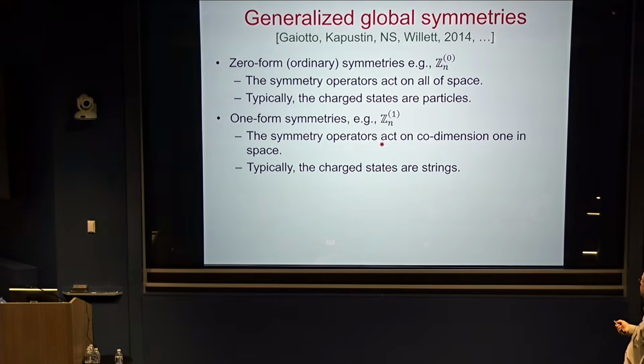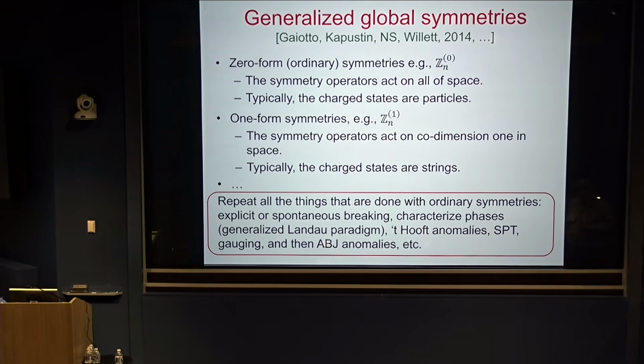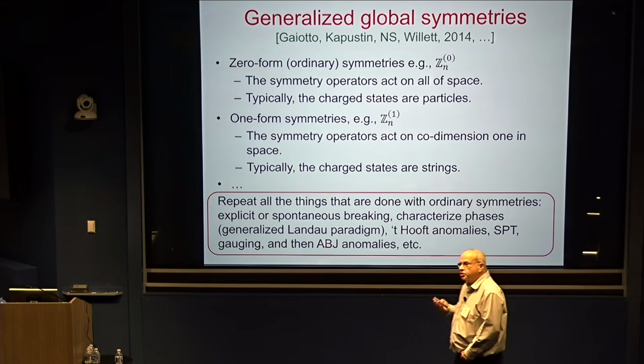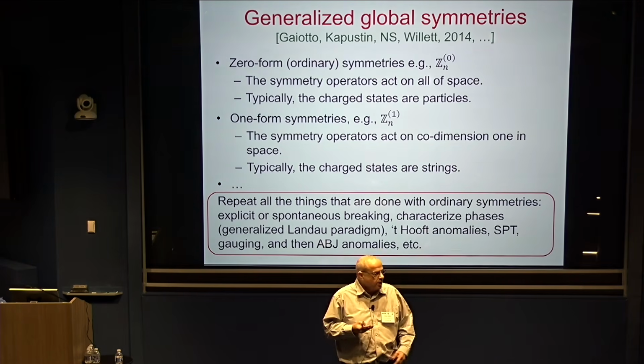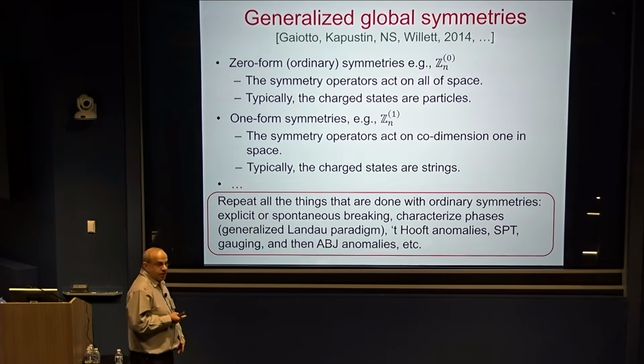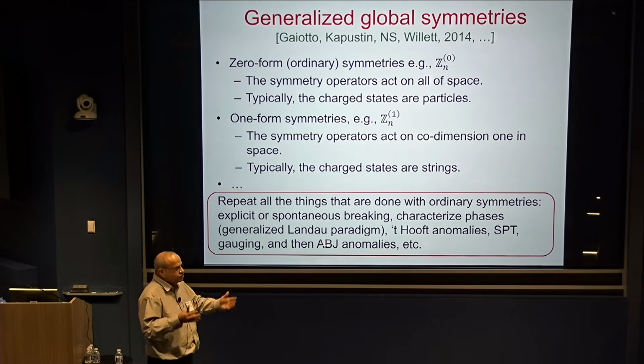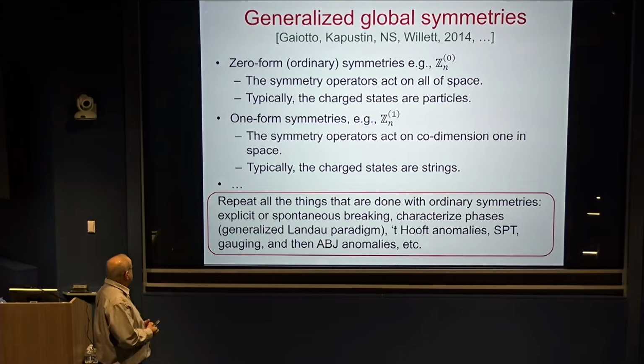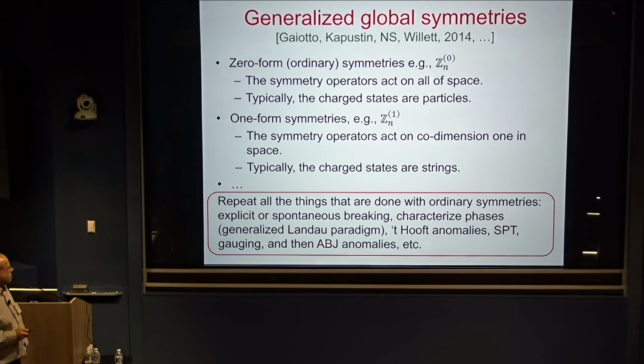The one-form symmetry, denoted by this superscript 1 here, the symmetry operators act on codimension 1 in space. And typically, the charged objects are strings. And we can go to two-form symmetries, etc. So now we can turn the crank and do all the things we ordinarily do with ordinary symmetries and do them for these higher form symmetries. So we can have explicit or spontaneous symmetry breaking. We can use them to characterize phases. Is the higher form symmetry spontaneously broken or not? We have some kind of a generalized Landau paradigm. And we can have 't Hooft anomalies or SPTs and gauging, and then ABJ anomaly, etc.